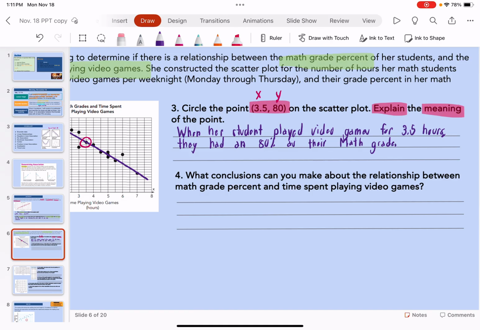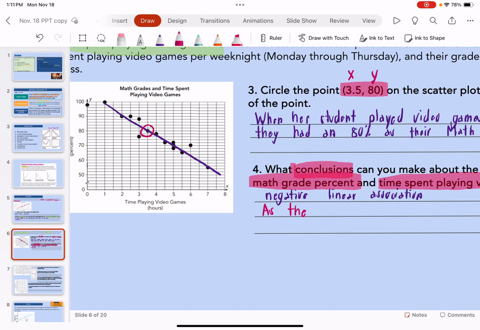Okay, so number 4 is asking, what conclusions can you make about the relationship between math grade percent and time spent playing video games? Okay, so in terms of the conclusion, we can see that the relationship, or the association, is a negative linear association. So after identifying what the relationship is, we can write our sentence stem, or the sentence frame. So our independent variable is the time spent playing video games.